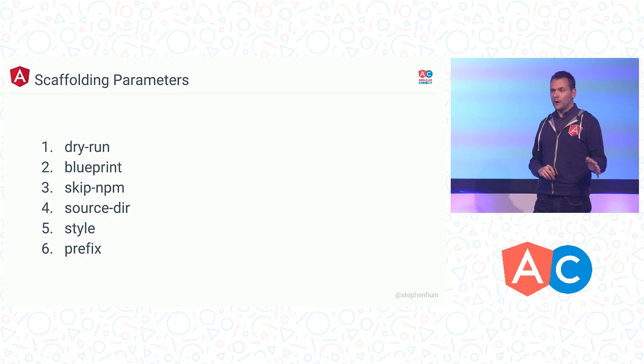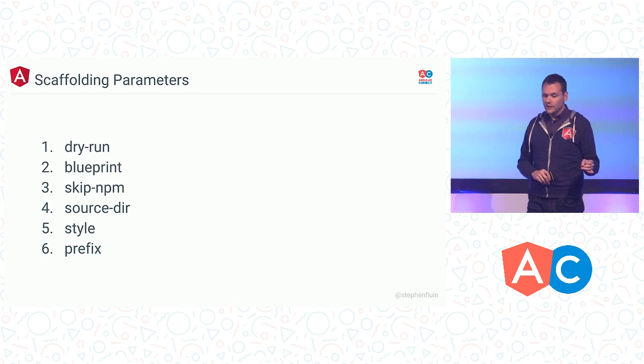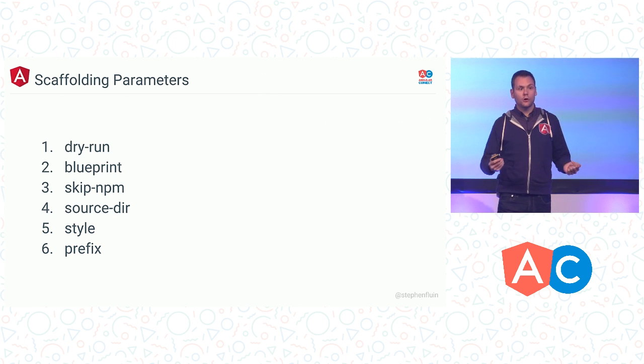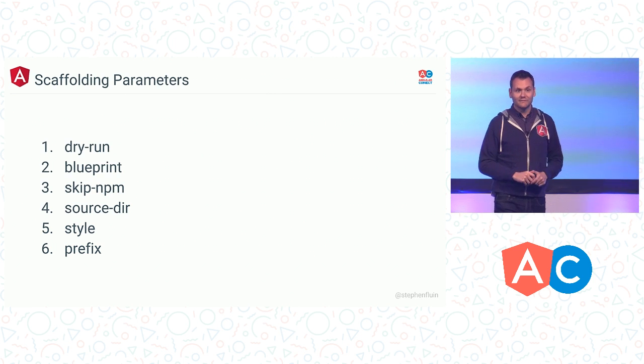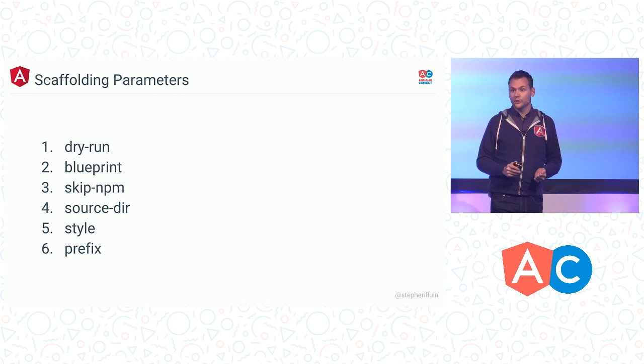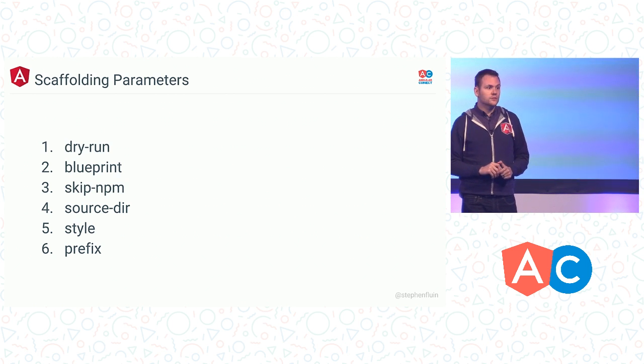There's actually a few different parameters. I'm just going to go over them very, very briefly. So you've got dry run if you don't actually want to touch anything. You can specify a blueprint manually. You can even skip that really long npm step if you want to do that a little bit later on your own. You can specify a different source directory if you want to. You can say what type of styling you want to use, whether you want to use Sass or Less or just normal CSS. And then you can also supply a prefix that's going to be used whenever you generate a component.